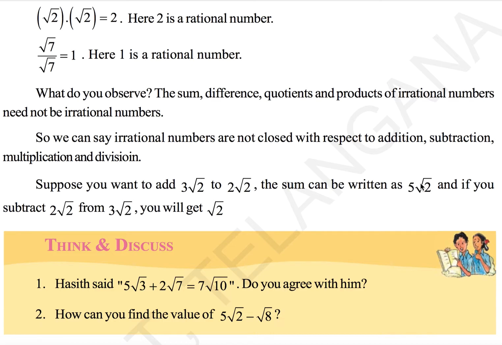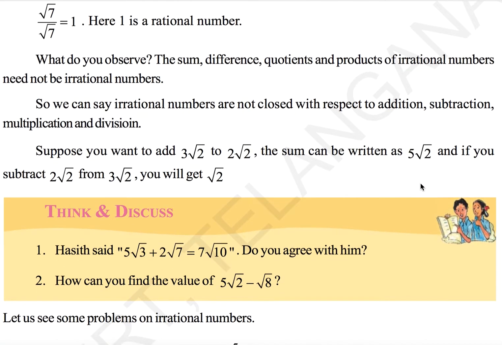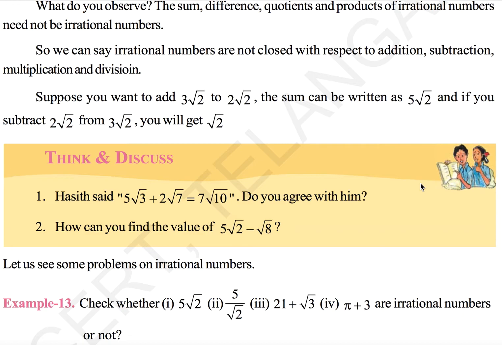Suppose you want to add 3 root 2 to 2 root 2. The sum can be written as 5 root 2, and if you subtract 2 root 2 from 3 root 2, you will get root 2.